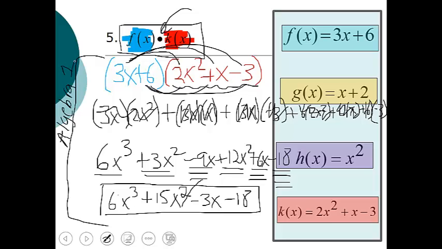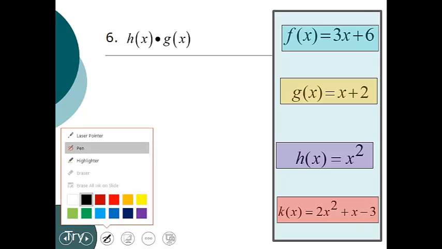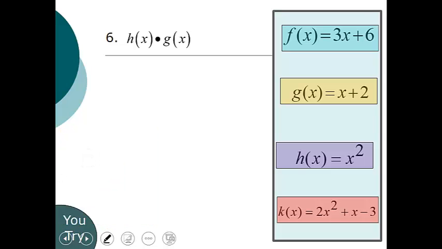All right, let's do a slightly easier one. I think this is easier. You can pause the video and try this one on your own if you would like. But again, I'm going to kind of go through this step by step. We have our h of x, which is my purple. Then I got my g of x, which is my yellow. And I just substitute what those are equivalent to.